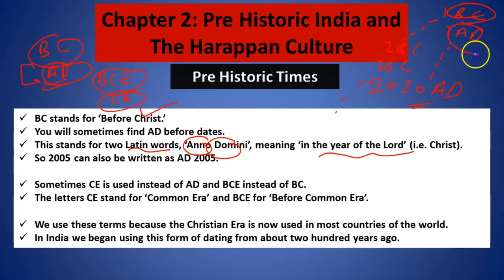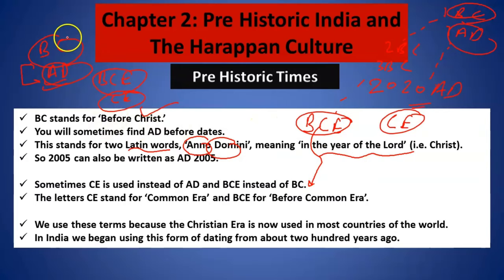The same thing, this BC and AD, you can replace with before common era, which is BCE, and CE, common era. Now, most of the countries are using BC and AD because you all know that the Britishers have had huge colonies in most of the countries in the world.